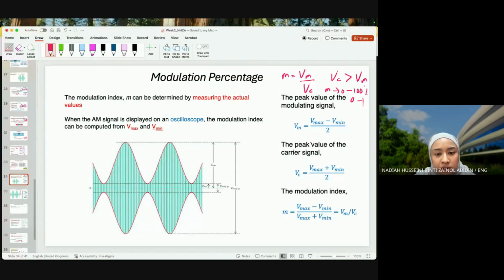So there is a way to calculate Vm and Vc as well as M using the wave that we obtain in lab. You will use the oscilloscope and you will tune some circuits and you will get a waveform that looks like this. And then I'm going to ask you to calculate the Vm, the Vc, and the M. So from the picture, you should be able to calculate them. So in this case, let's define a few terms so that we can do the calculation easier. So we have Vmax. This is Vmax.